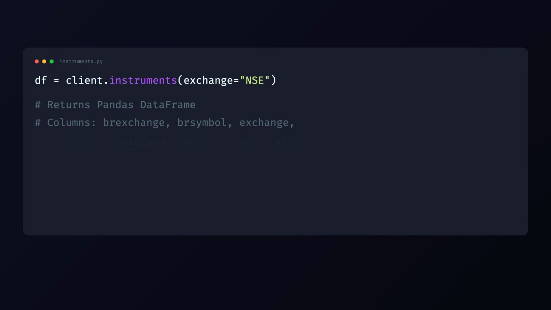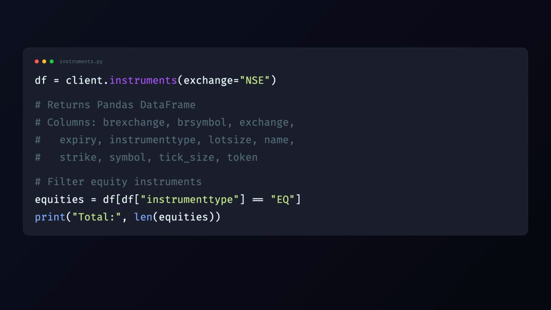The instruments function downloads the complete instrument master for an exchange. Pass the exchange name like NSE, NFO, or MCX. The response is a pandas data frame with columns for broker exchange, broker symbol, exchange, expiry, instrument type, lot size, name, strike, symbol, tick size, and token. This is the full universe of tradable instruments. Use it for building symbol databases, filtering by instrument type, or preloading data for screeners and scanners.